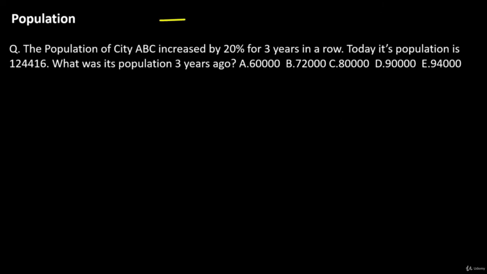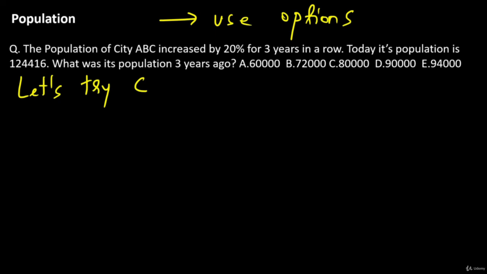Over here, the best way to solve this is by using the options. All right, so over here, let's first try option C because it's 80,000. So we can easily identify whether the answer is 80,000 or whether it has to be less than 80,000 or more than 80,000. And again, 80,000 is easy to check, right? It's a number with a lot of zeros. So if the initial population was 80,000, if you increase it 3 times by 20%, if the answer is correct, you should be able to reach 124416. So that's how we try to check using the options. So let's go ahead and do that.